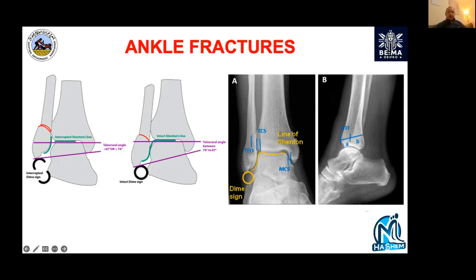Again, a line across the intact Shenton line, a perpendicular line on top of it, and then you draw a line from the tip of the medial malleolus to the tip of the lateral malleolus. The angle between it and the perpendicular should be around 80. If it is less than 79 or more than 87, it means your fibula is either long or short.